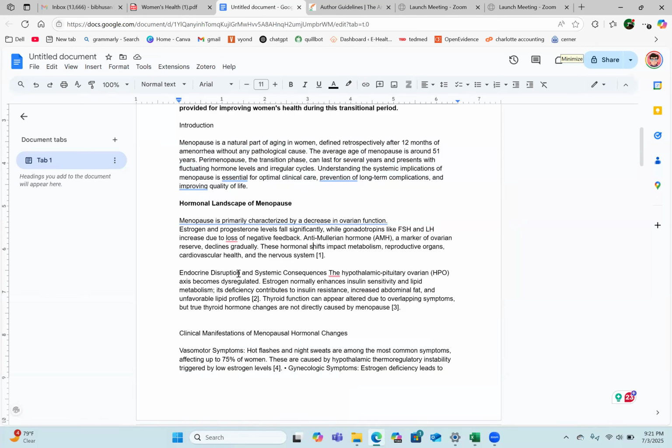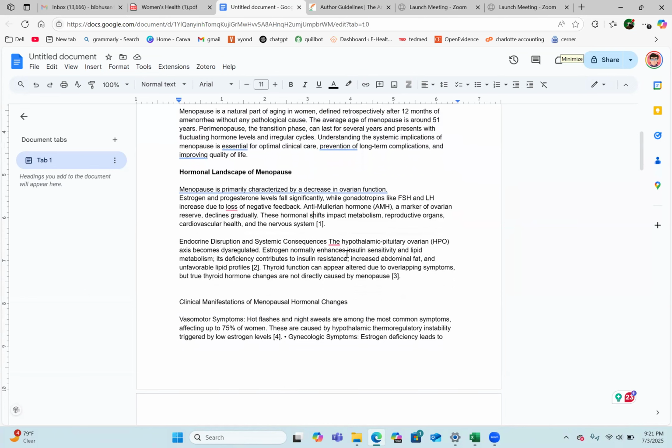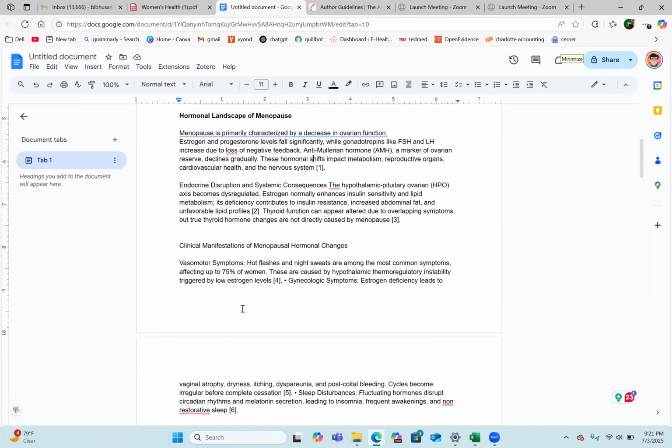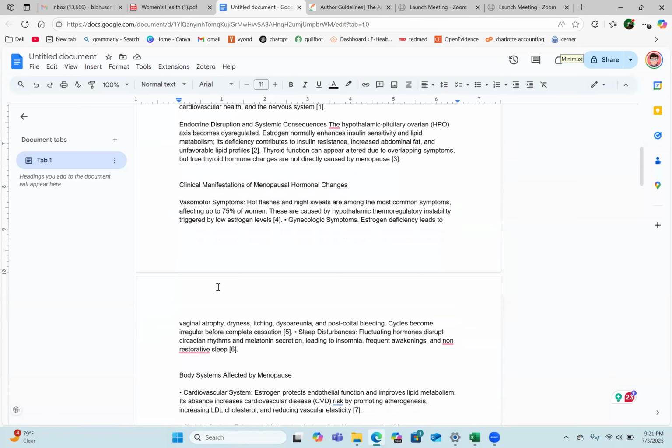Okay. And endocrine disruption and systemic consequences. Oh, that was tough. So what we're going to do is write about what endocrine problems you can have during menopause, or something like that. Okay, so you got to write it down: endocrine disruption during menopause. And then clinical manifestation of menopausal hormone change. You want to say, like, how does menopause look like?